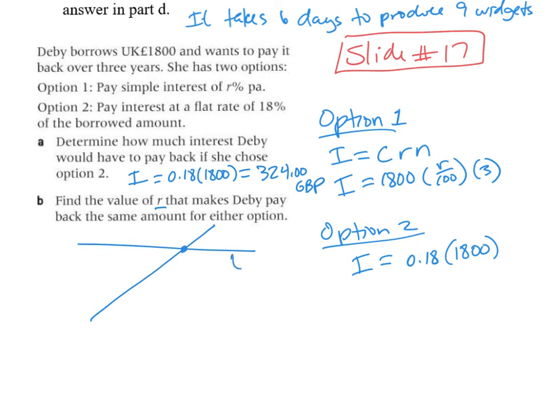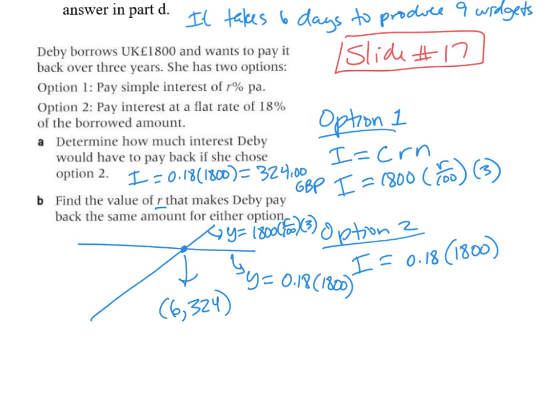So you would graph one line, y equals 0.18 times 1,800, or you could just say y equals 324. And then this line would be y equals 1,800 times R over 100, because we have to turn that rate into a percent, and then times 3, okay? So graph those 2 lines and find the point of intersection, which turns out to be 6, 324, okay?